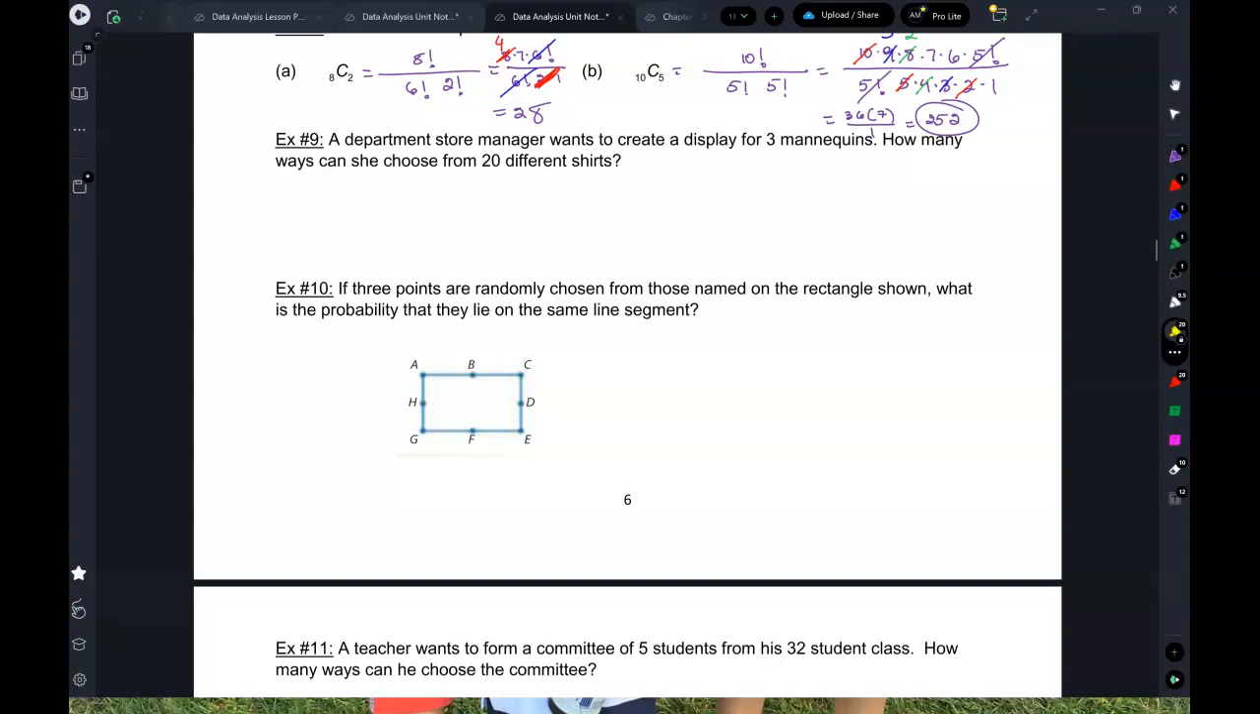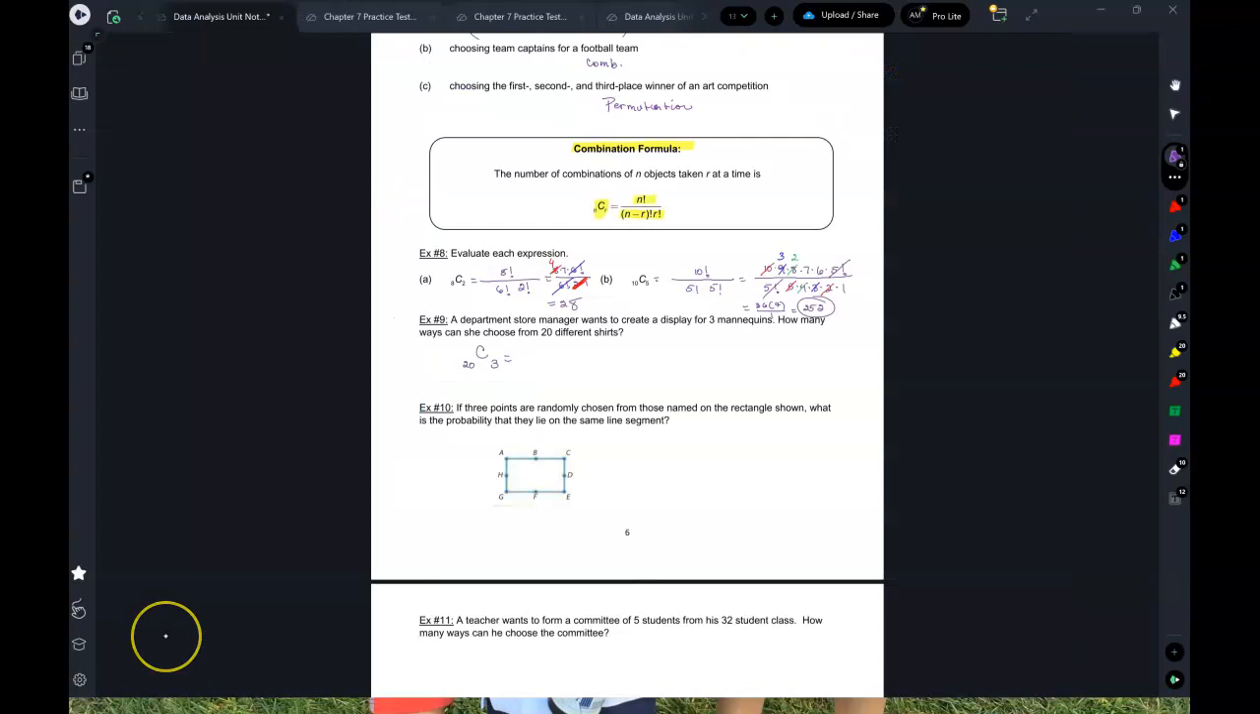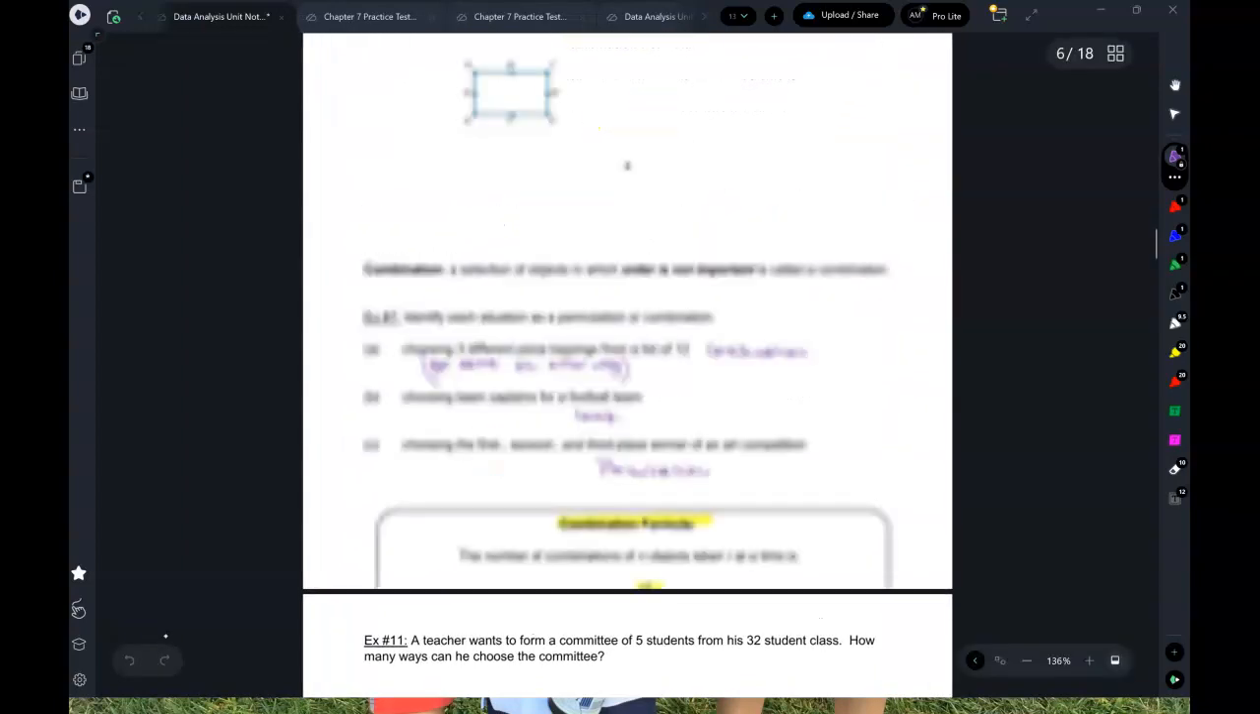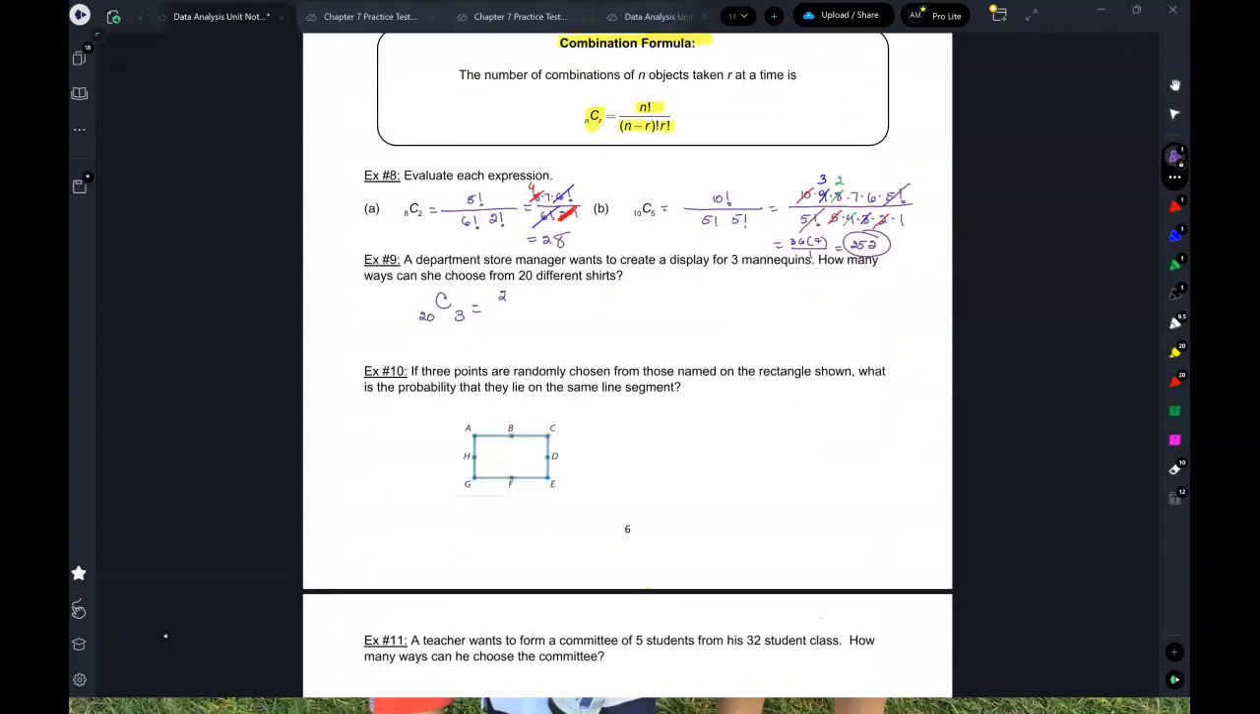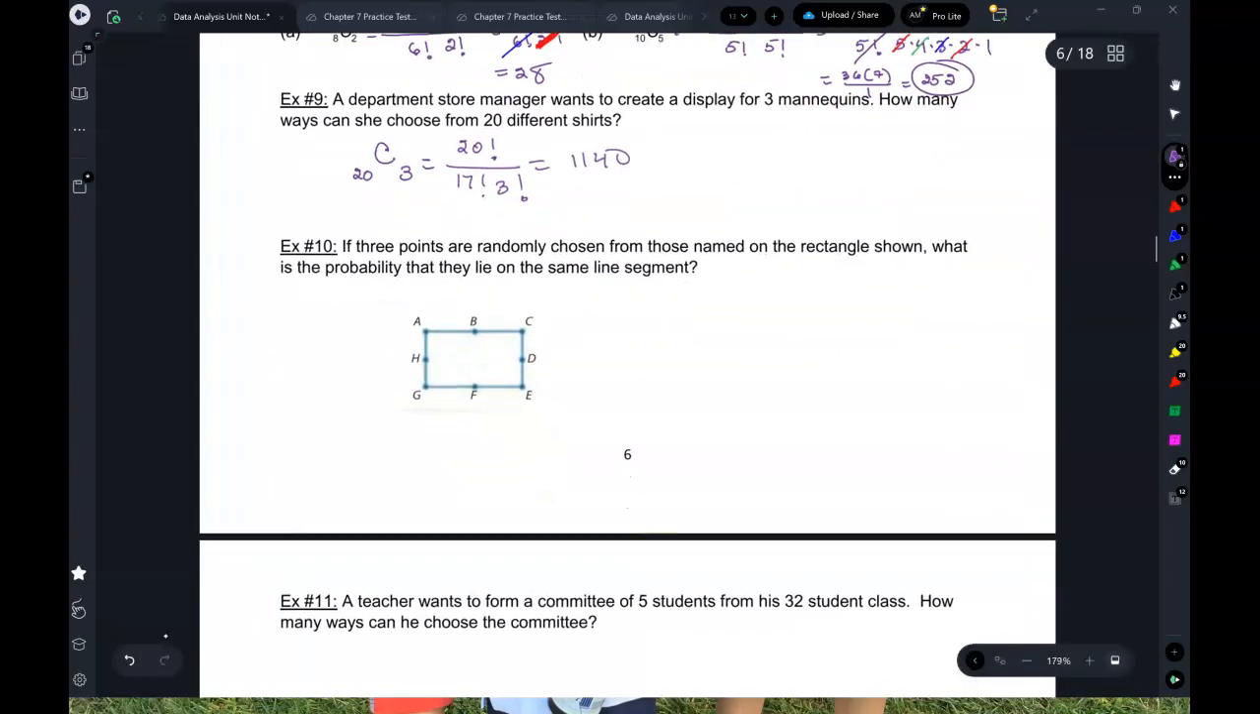How many ways can she choose from 20 different shirts? So we have 20 shirts. We're going to put 3 on 3 mannequins. So it's basically a combination from 20, where we choose 3. Okay, so go ahead and do this, guys. On your mark, get set, go. Okay, so this is 20 factorial over 17 factorial, 3 factorial. This is 1,140.